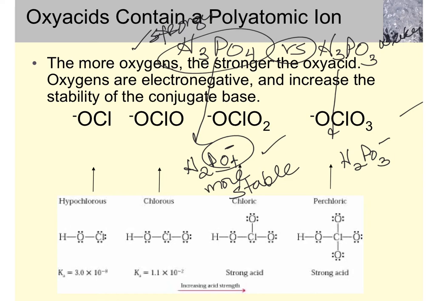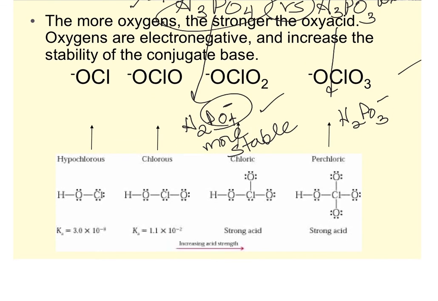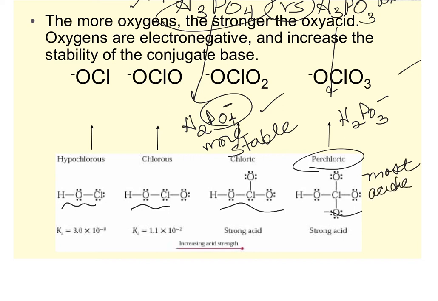Here's a perfect example. Really all we're doing moving from hypochlorous to chlorous to chloric to perchloric is adding oxygens. And so what happens to the acidity? The perchloric, which has 4 oxygens, is the most acidic of these 4. And that's simply because the conjugate base, which is what's left over when you donate the proton, is the most stable of these.